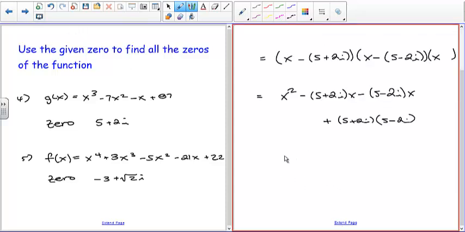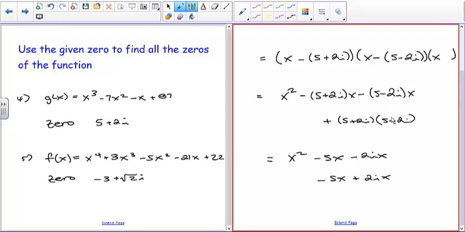Now we have to do a little simplification. So let's remove the parentheses. So you're going to have negative 5 times x. So that's going to be negative 5x. Then you have negative 2i times x. Okay, the next one, you'll have negative 5 times x. So that's negative 5x. And you have negative times a negative, so that's plus 2i times x. So that's these two terms.